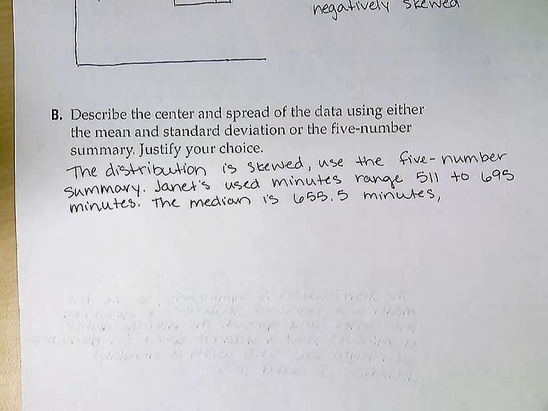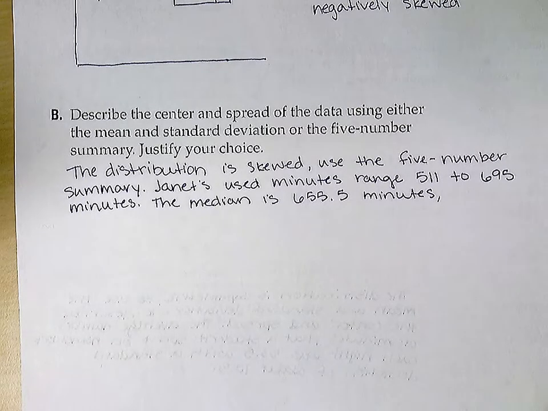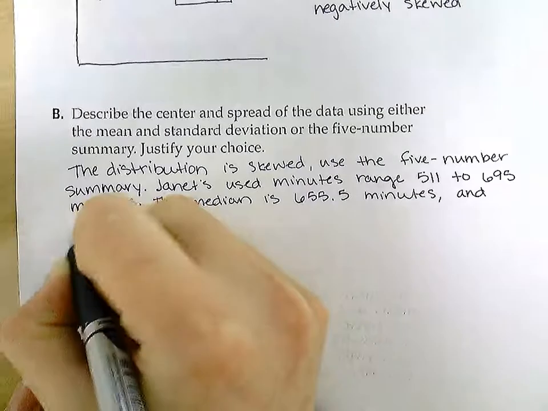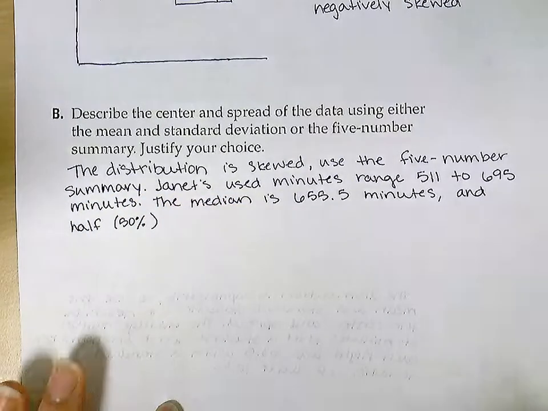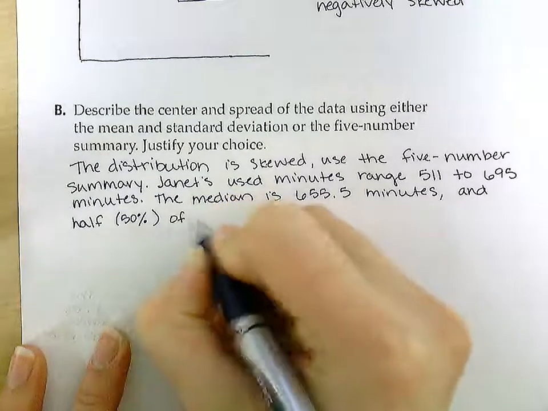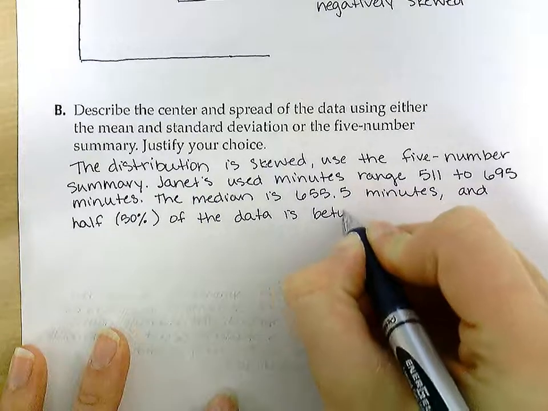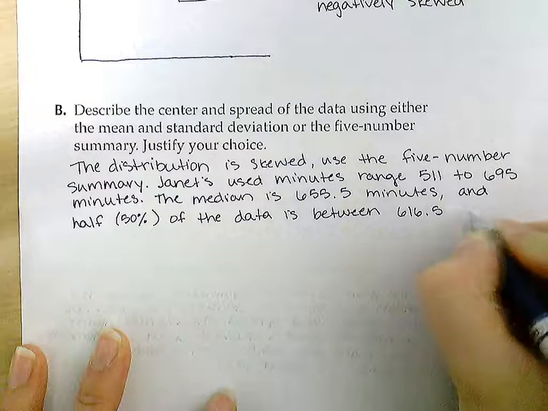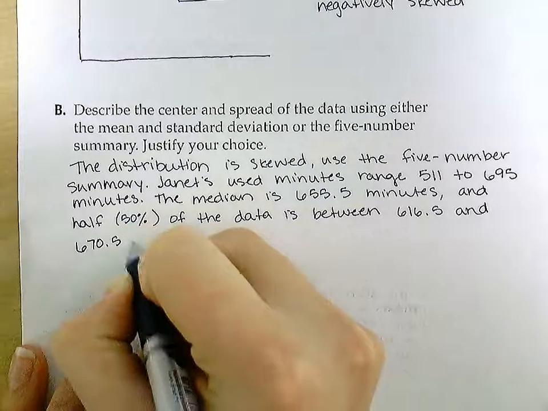Or both of the quartiles. So if I say Q1 and Q3, what percent of data is between Q1 and Q3? 50%. So I can say half, which is 50%, of the data is between 616.5 and 670.5 minutes.